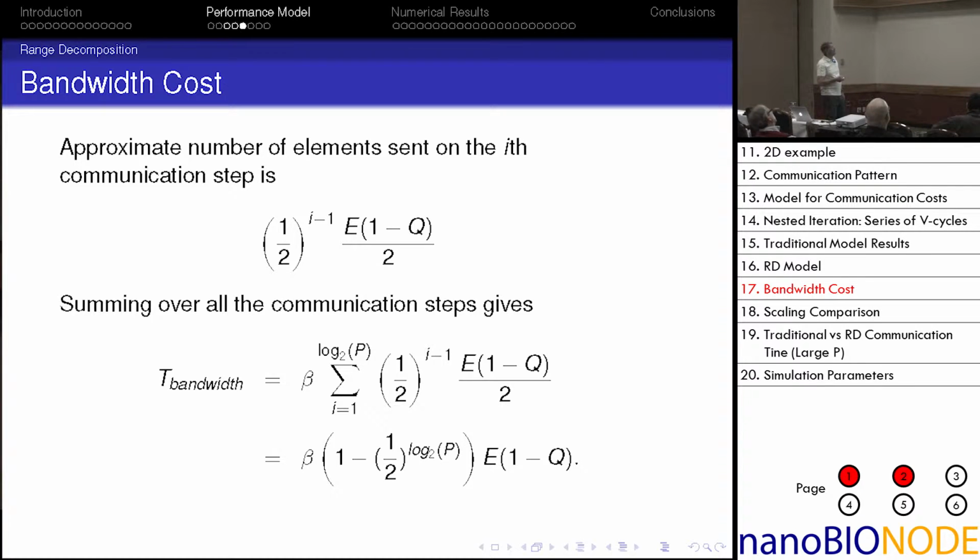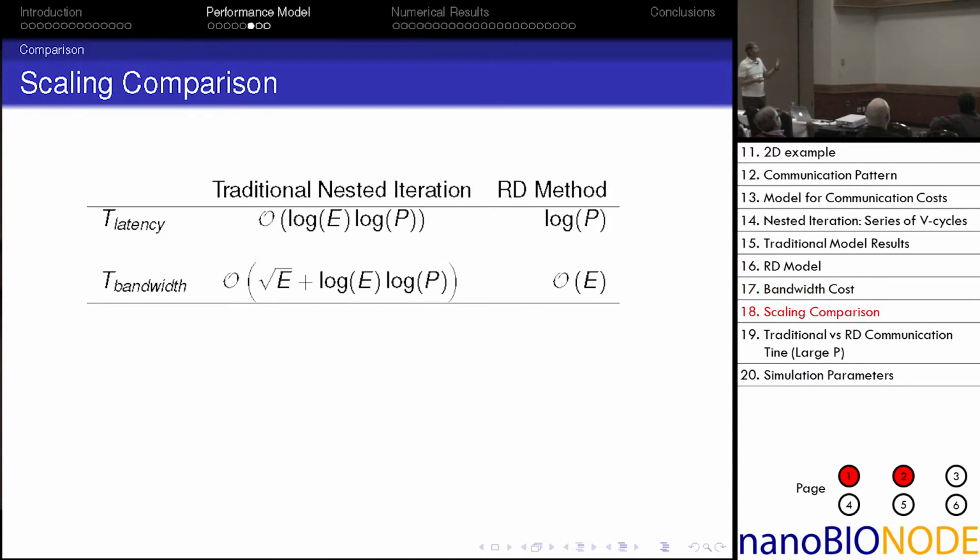So we did the analysis. This was what the guts of David's thesis was. And then just go to the bottom line. Here's the traditional way of doing parallel multigrid and the latency and the bandwidth. And here's what the RD model gives. So it's a lot smaller in the latency, and that's one of the things that really kills you.